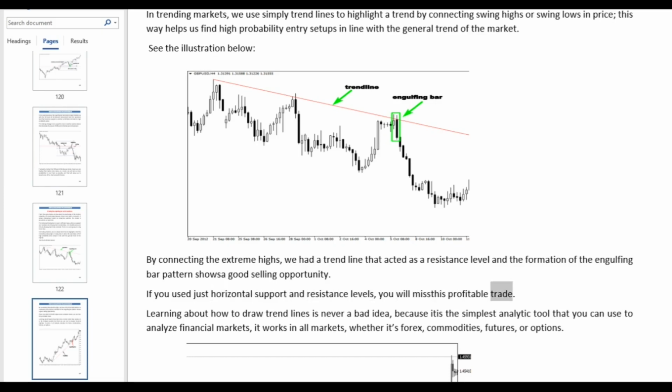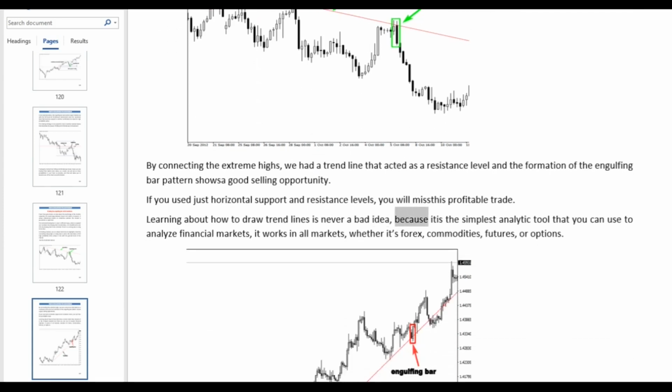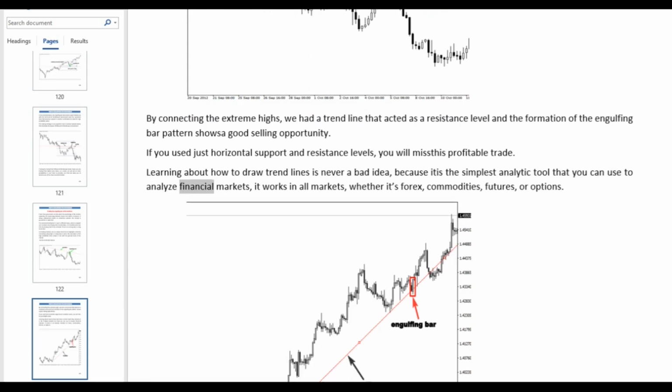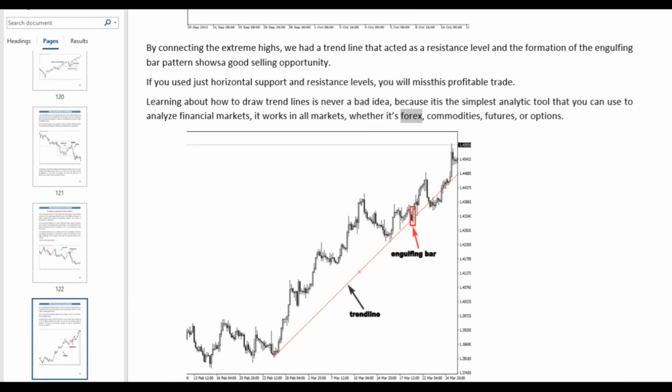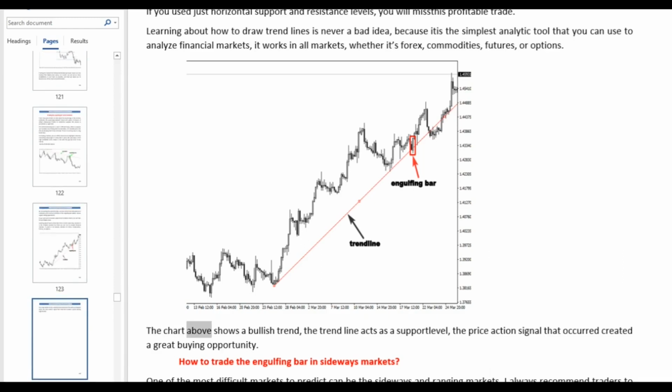profitable trade. Learning how to draw trend lines is never a bad idea, because it is the simplest analytic tool that you can use to analyze financial markets. It works in all markets, whether it's forex, commodities, futures, or options. The chart above shows a bullish trend. The trend line acts as a support level. The price action signal that occurred created a great buying opportunity.